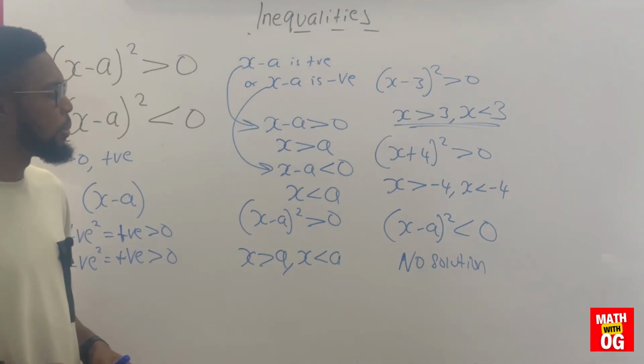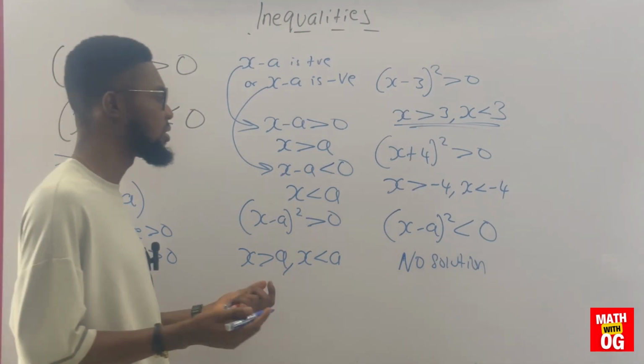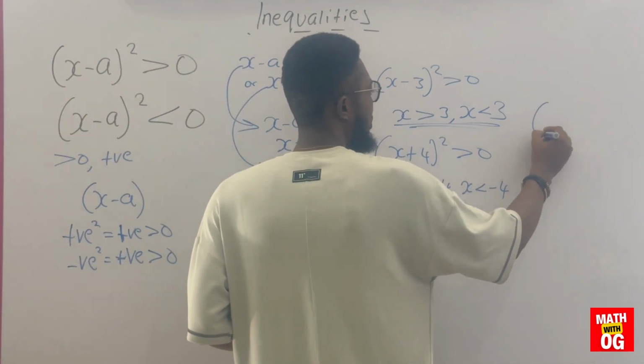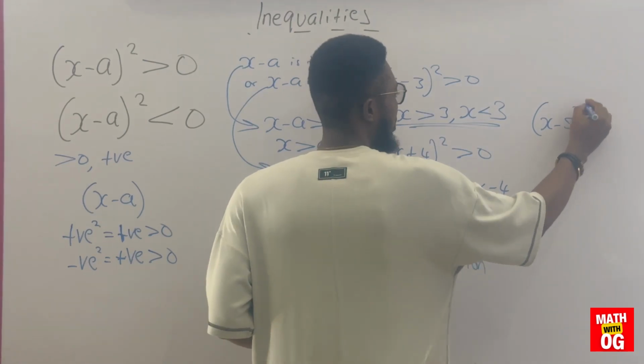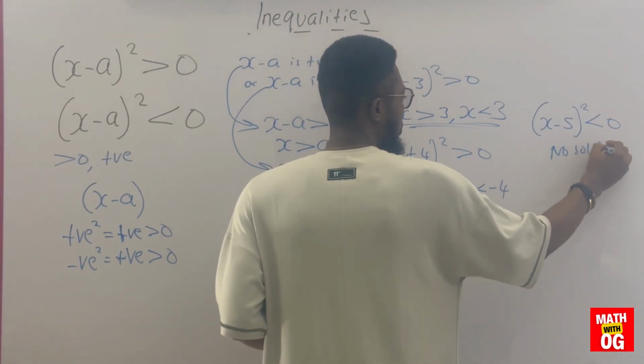The square of a real number cannot be less than 0. So for example, if you are solving a question and you get to a point where you have x minus 5 all squared is less than 0, this is no solution.